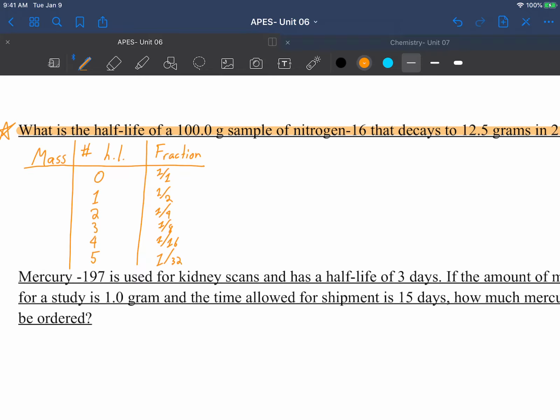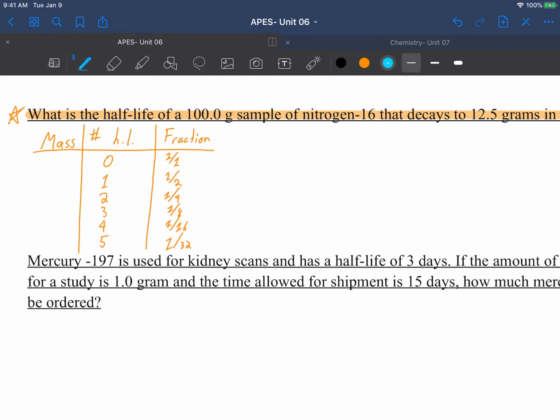But wait a minute, how can you fill in all those numbers without knowing your starting masses? Because it doesn't matter. In these tables, the only numbers that will change are your masses. Your number of half-lives and fractions are a fixed relationship. After 1 half-life, you will always have 1/2 of your sample that is not decayed. After 3 half-lives, you will always have 1/8 that has not decayed.